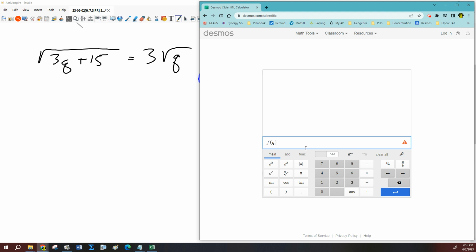So I'm going to say f of q equals the square root of 3q plus 15. And then we'll go down and call g of q the right side, and that's equal to 3 square root of q. Okay, now what? How do I use those? I set up a function for the left side, function for the right side. Now how do I check?